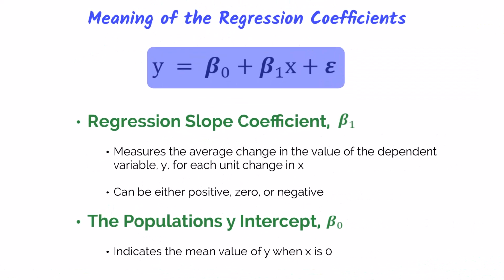So let's look at the meaning of the regression coefficients more closely. The regression slope coefficient, or beta sub 1, measures the average change in the value of the dependent variable y for each unit change in x. So if we see a positive slope, then y will increase for each unit change in x. If the slope is negative, we will see a decrease for each unit change in x. The intercept, or beta sub 0, is the value of y when x is 0. So if we imagine the regression line in the scatter plot, this is where the line crosses the y-axis.